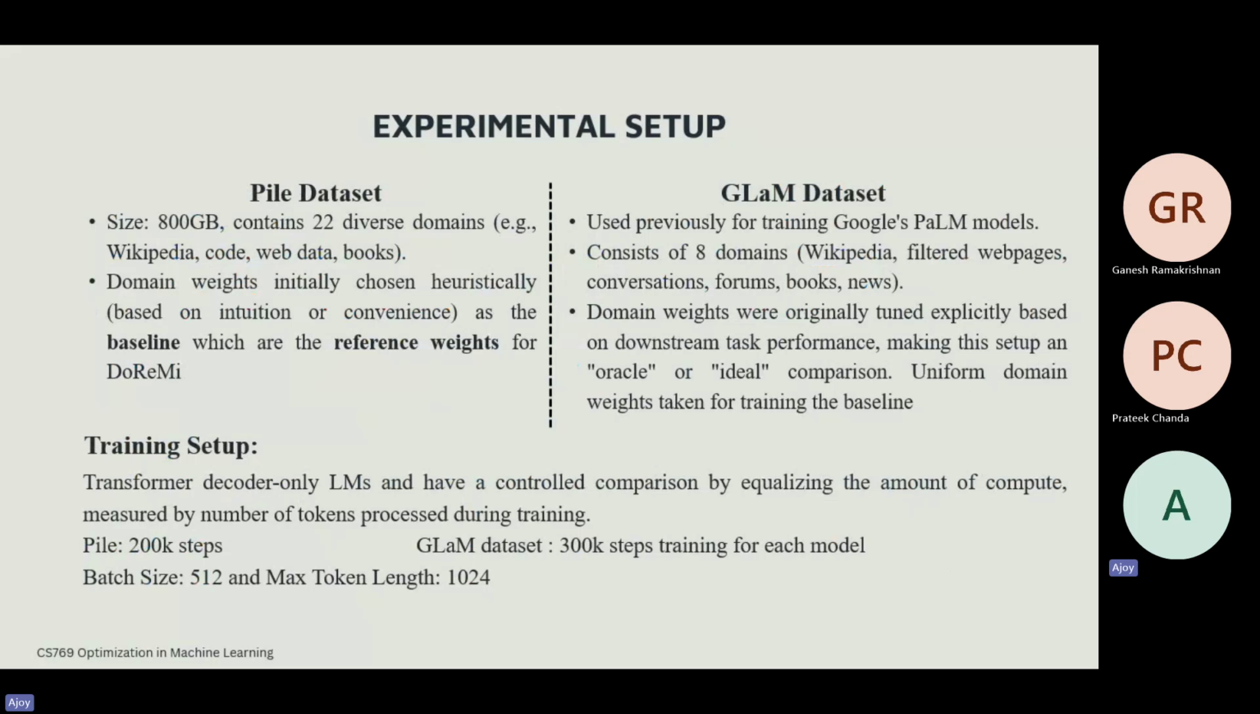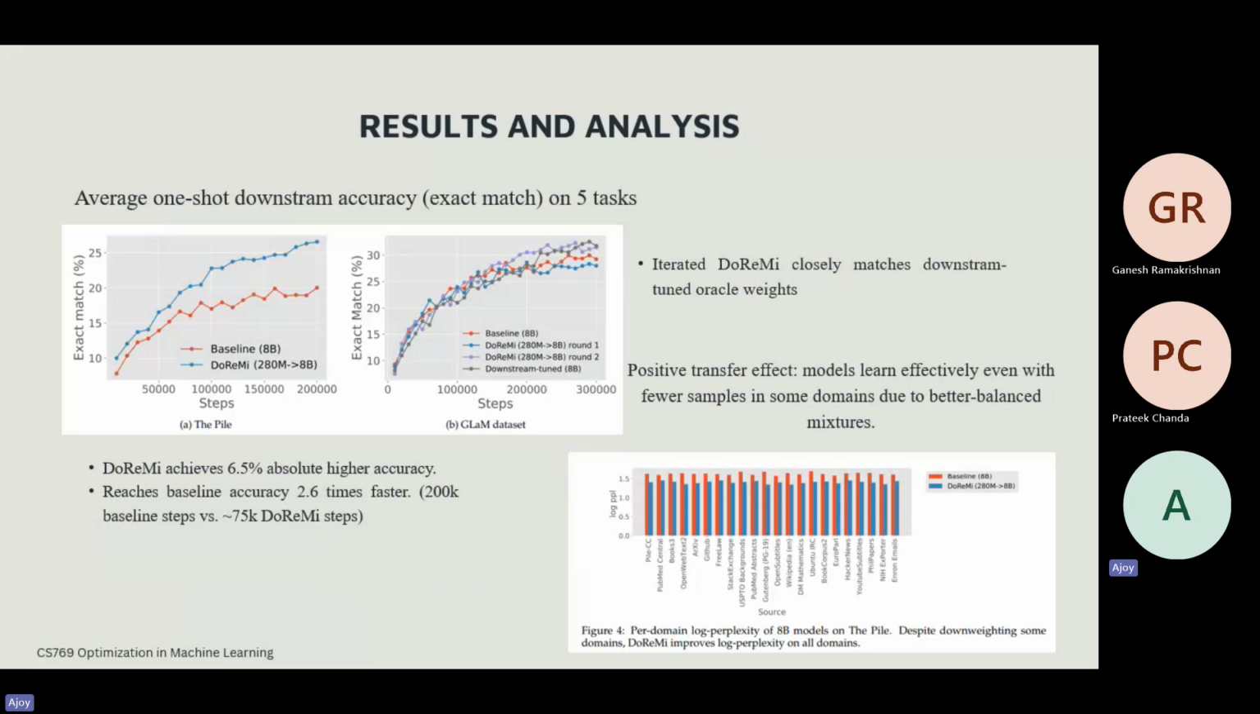And then the training setup: we have the exact same steps as what is in the baseline, as what we use when we are testing the data set. So 200,000 for Pile and 300,000 for GLAM. Each batch size is 512, and the max token length in each is 1024. Next, the results that we've achieved from all of this.